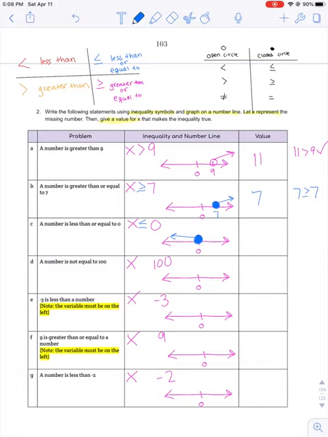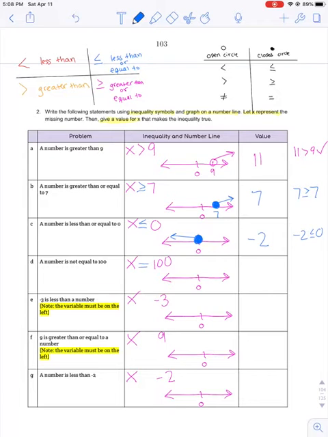Let's see, for my value, I could put 0 or I could put a negative number. I'm going to pick -2. -2 is less than or equal to 0. That works. So I picked something correct. You don't have to do the little checks on the side. I'm just doing that to demonstrate.